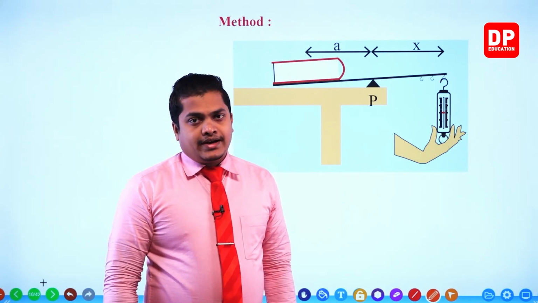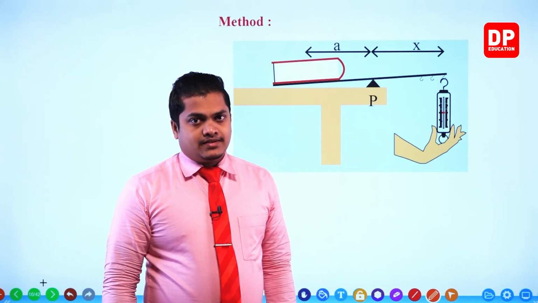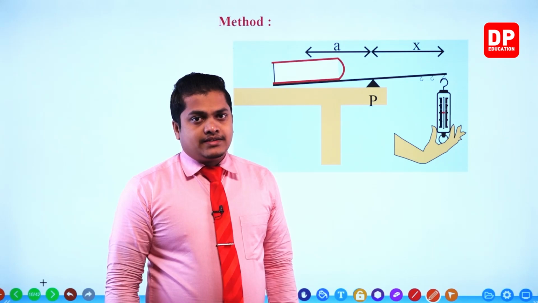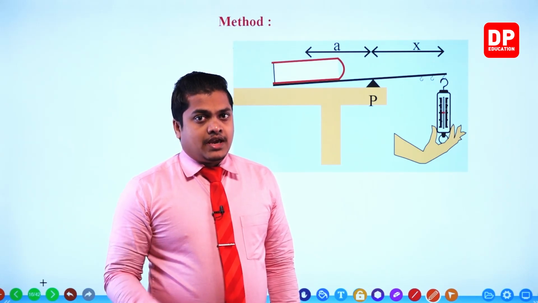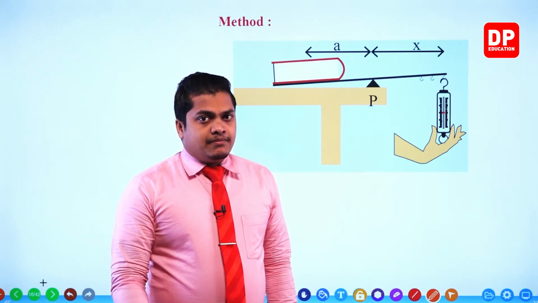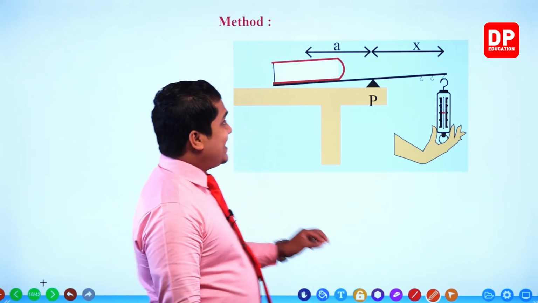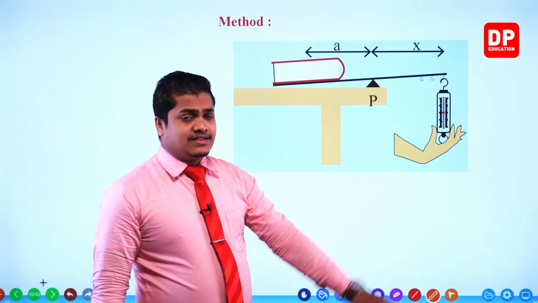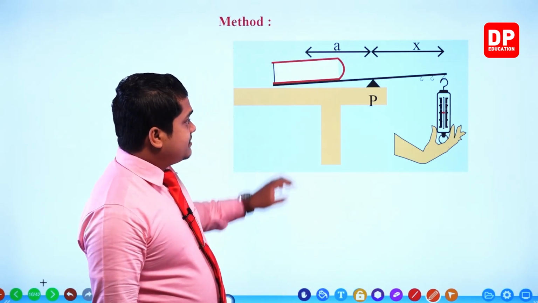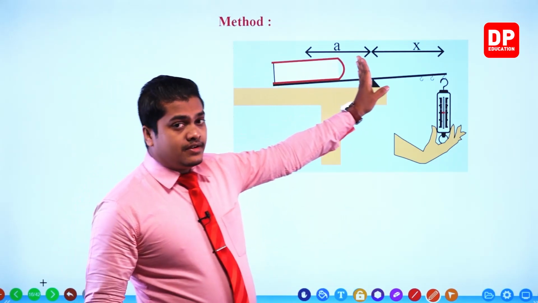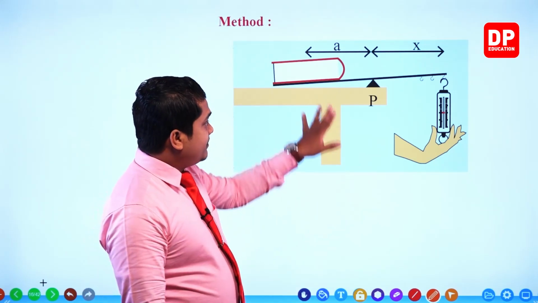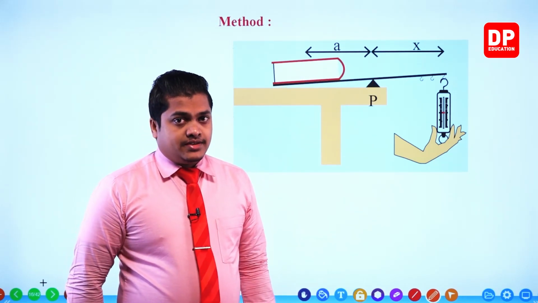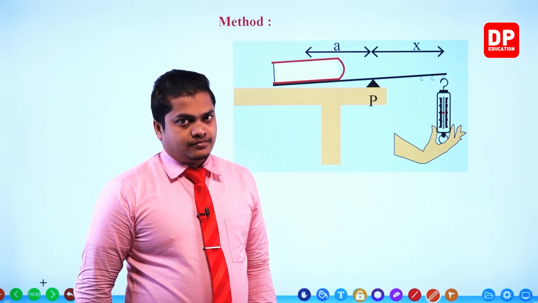So try to get at least 3 sets of values by using this method, my dear children. And remember, it's important to keep this A distance. What is the A distance? That is the distance between the book and the wedge point, which is P over here. You have to keep this distance constant. You can't change it.